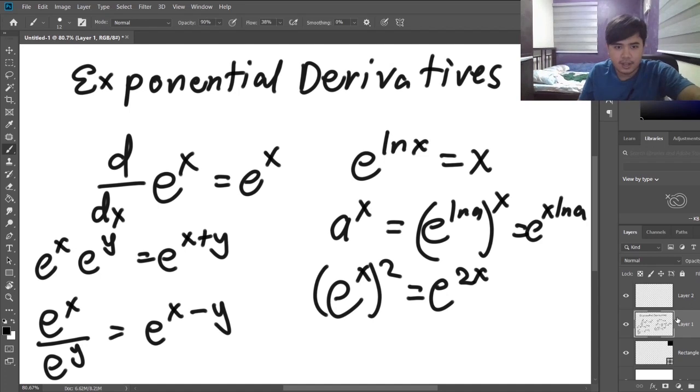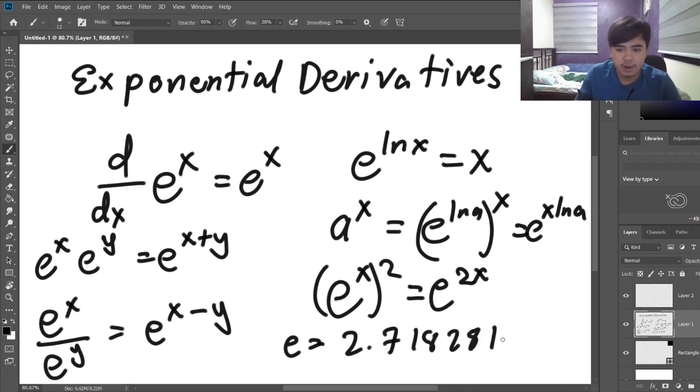Before we start, let us check the identities of exponential derivative of the exponential functions. The most important number here is the number e, which is around 2.71828, 2.718281828 and so on. It doesn't repeat. There's other numbers there, but that's the first few numbers. So that's what e is. So the derivative of e to the x is e to the x, which is everyone's favorite derivative.